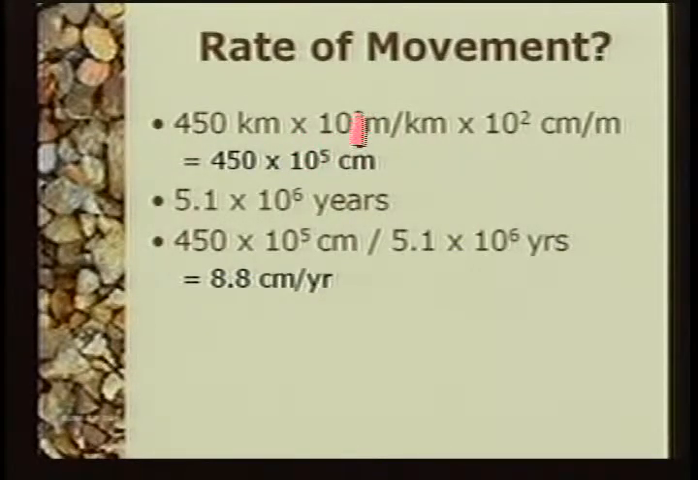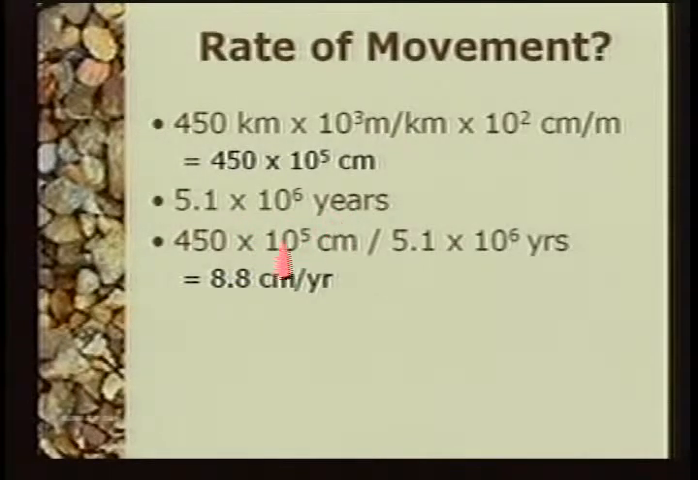So here we have the conversion factor, 10 to the 3 meters per kilometer. Note that our kilometers are going to cancel out. Let's get to centimeters. So we know that for every meter we have 10 to the 2, or 100 centimeters. The meters are going to cancel out, and we end up calculating 450 times 10 to the 5th centimeters. The distance, time-wise, is 5.1 times 10 to the 6 years, or 5.1 million years.